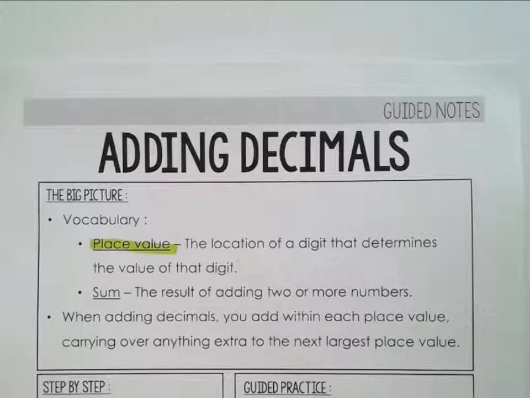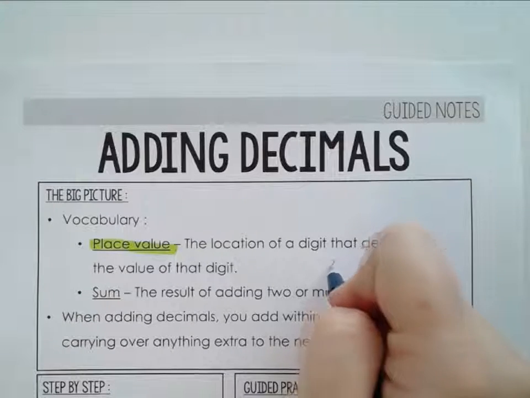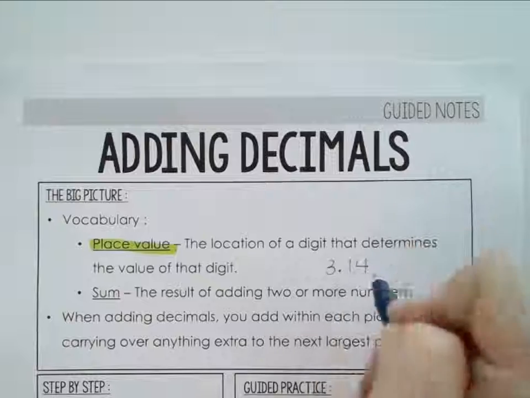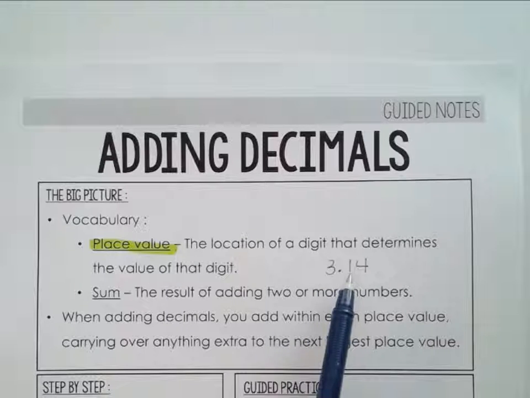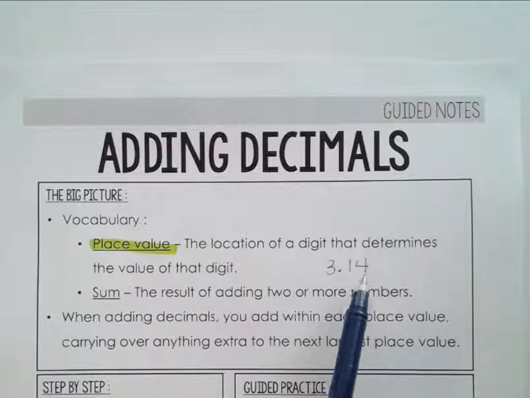So for example, in the number 3.14, the 3 is in the ones place, so the value of that number is 3. The 1 is in the tenths place, so the value of that number is 1/10. And the 4 is in the hundredths place. The value of the 4 is 4/100ths.